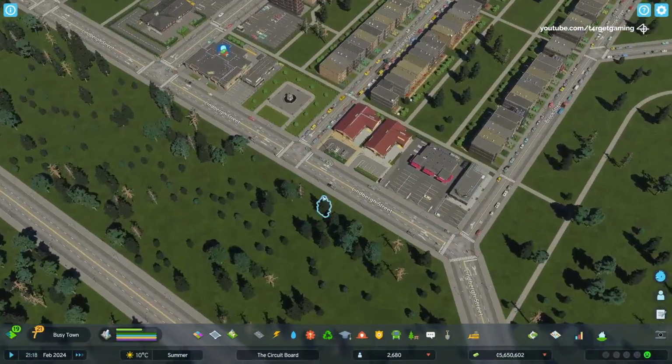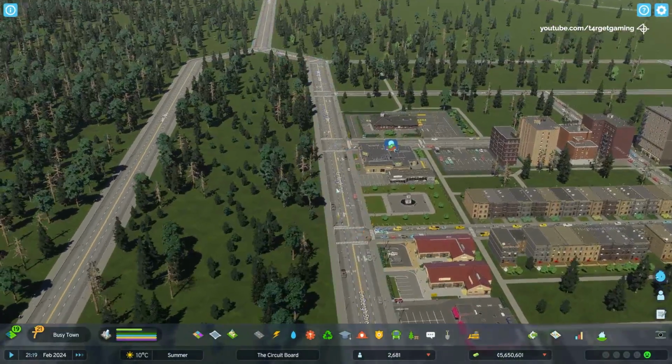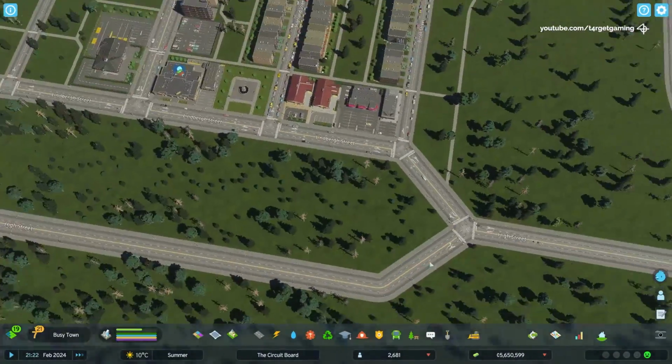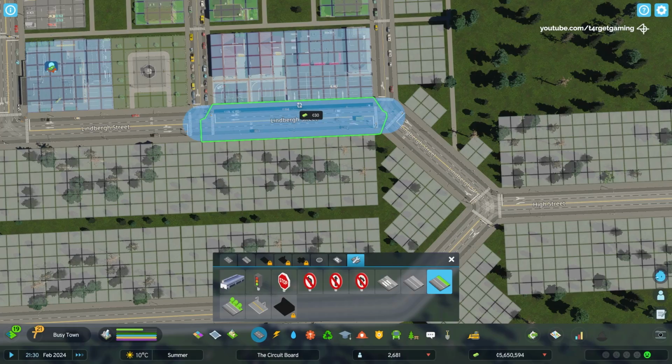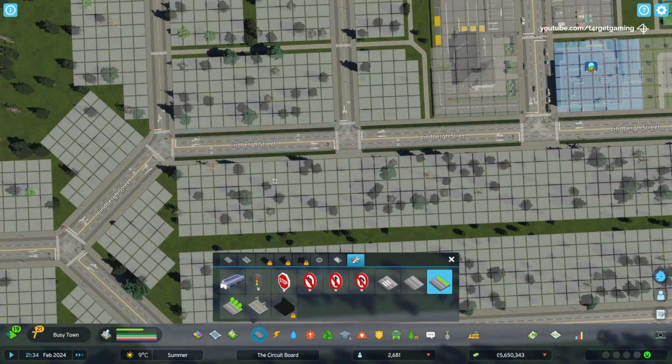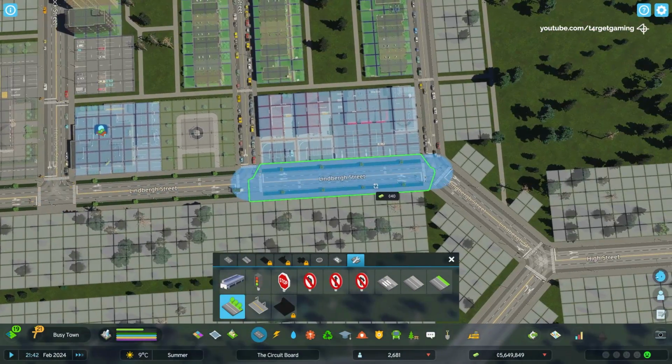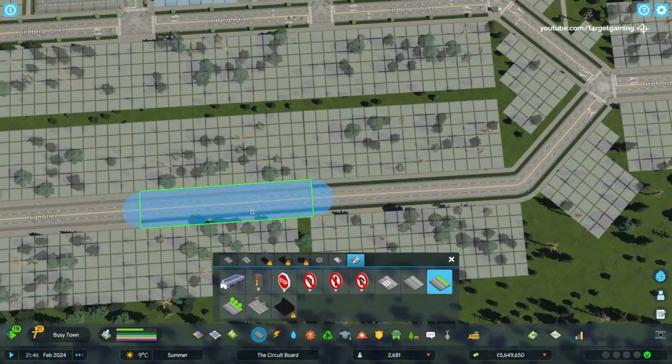Now, I do not want cars parking on this main loop, because this is the main access point to the downtown area, or what will be the downtown area, so to say. So I think I'm going to disable parking by placing some trees and grass on the sidewalks.